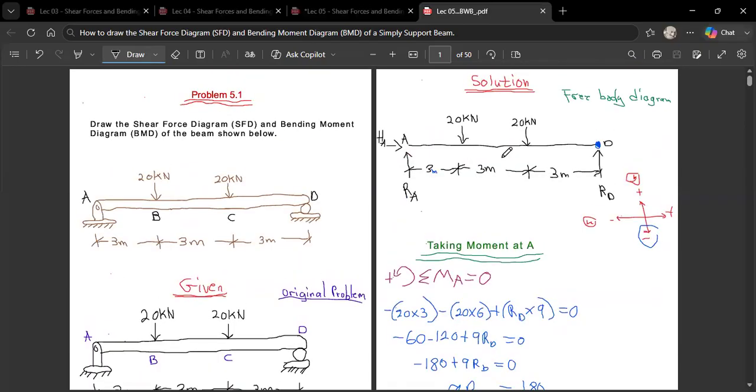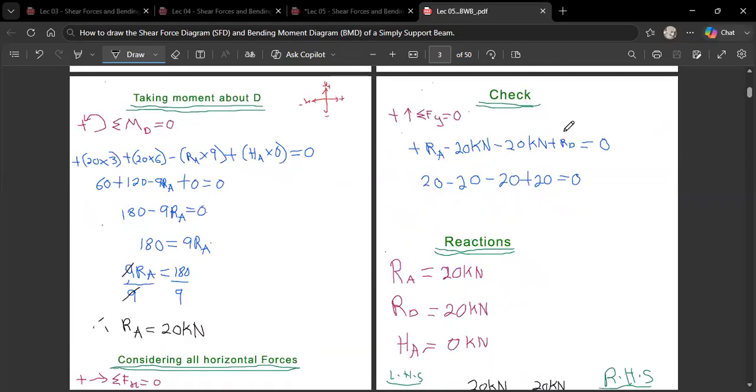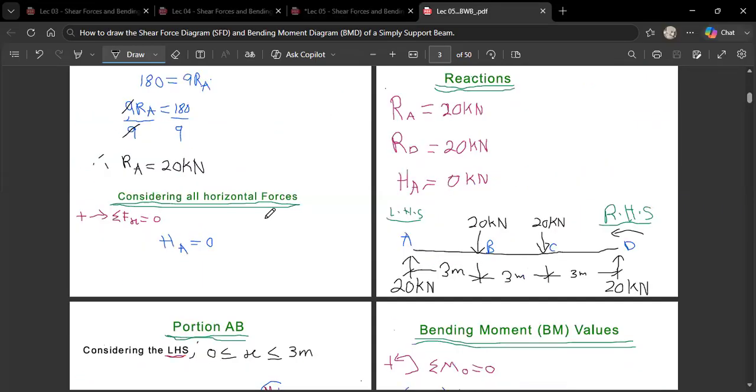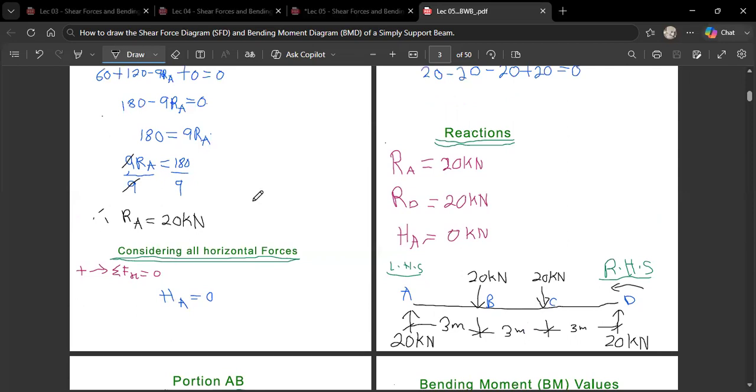Don't forget that. You take moment at A. You also take moment at B. You do your check. If you don't get 0, it means you have a problem. From there, remember to consider all horizontal forces, because if the calculation of reaction A gave 5 marks, considering the horizontal forces will also give you the same 5 marks. Remember to put that down.